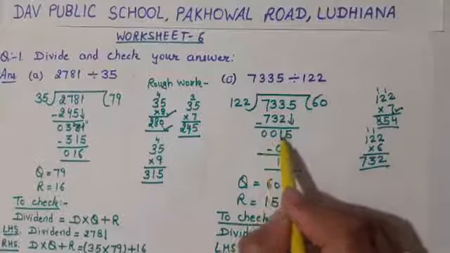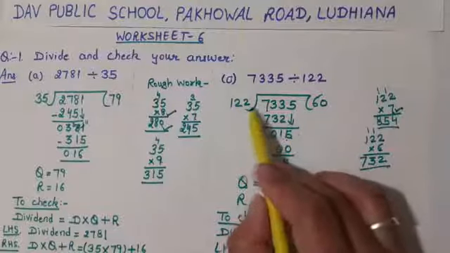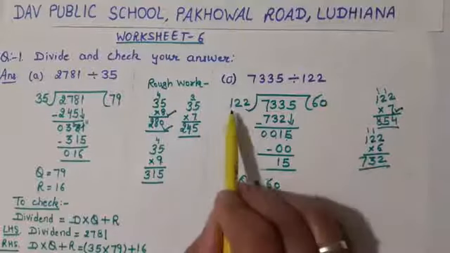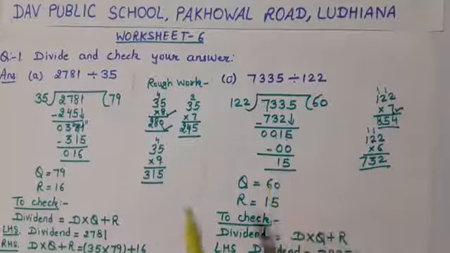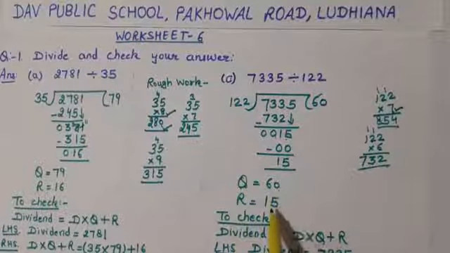Now see, here we have 15, right? And the divisor is 122. It is smaller than 122, right? 15 is smaller than, less than 122. So we will take 0 on table of 0, it will go. As we take 5 down, and it is not going on any table because it is less than 122. So we take here 0. So 122 multiplied by 0, 0, right? So here is remainder 15. So quotient is 60 and remainder is 15.